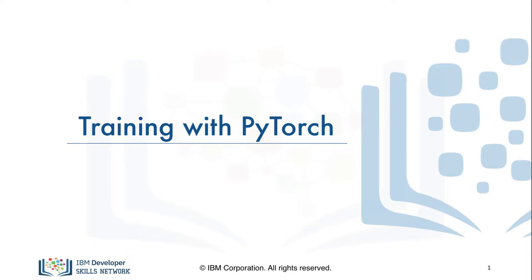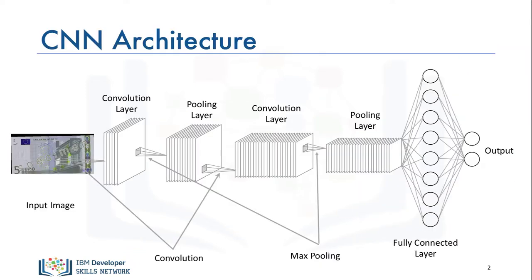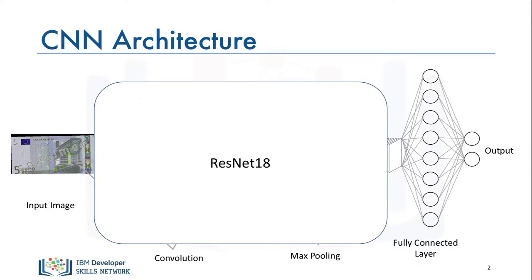In this video, we'll discuss training with PyTorch. You can build a neural network in PyTorch. In this video, we will teach you how to build a pre-trained model. We will use the ResNet 18, a type of residual network that uses skip connections.